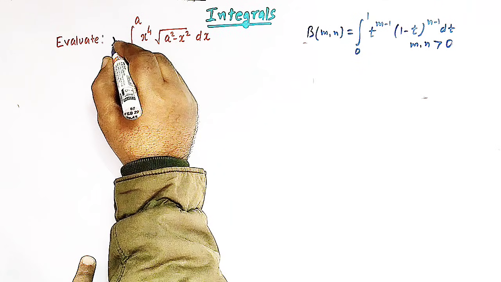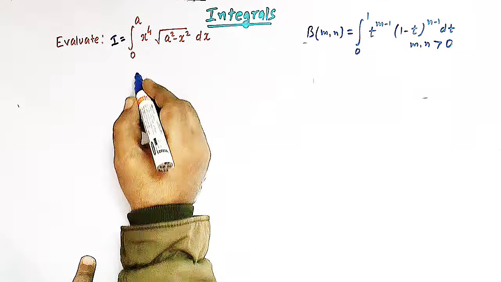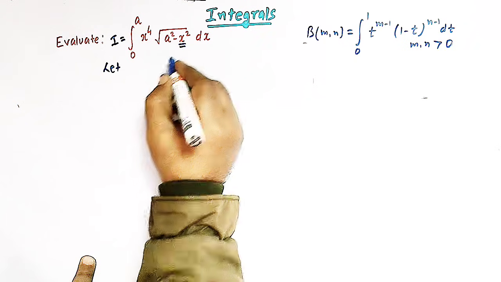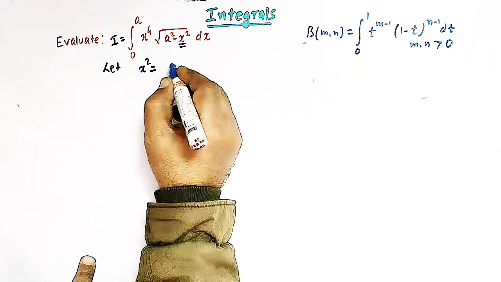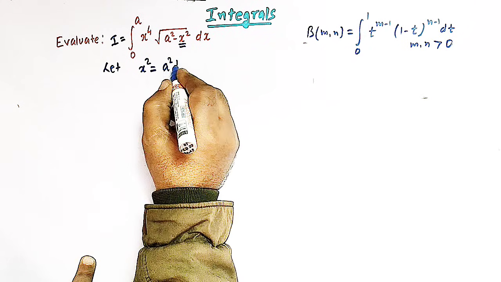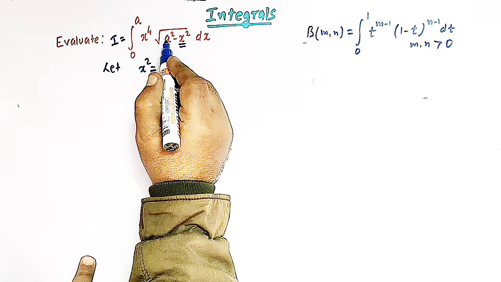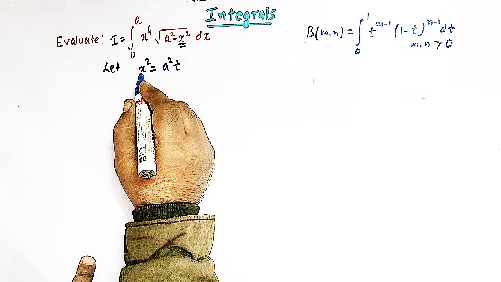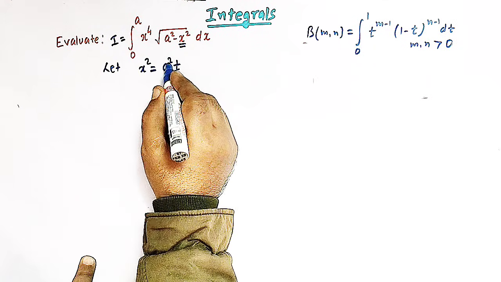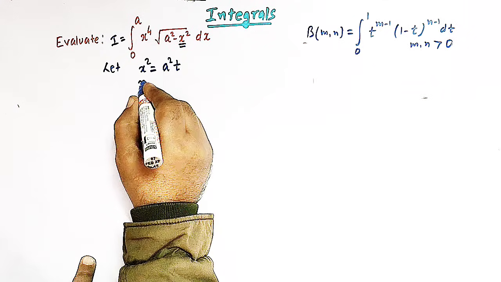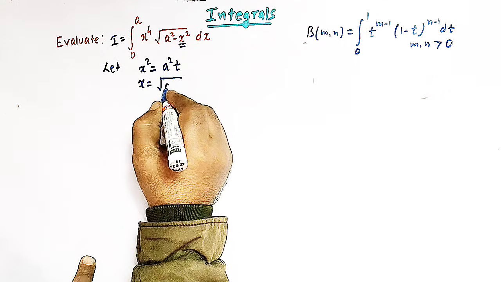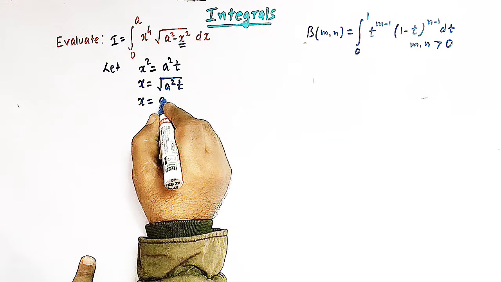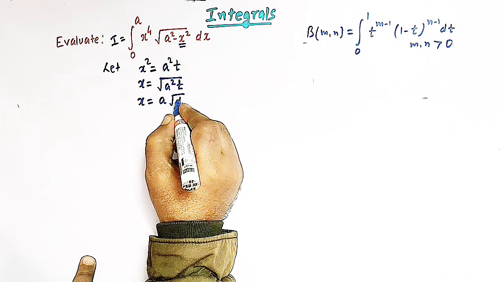Let us first take this integral as I, and let us substitute x square equal to a square t, so that we can take a square common. So x square is equal to a square times t, so that x is equal to the square root of a square t, and x can be written as a times square root of t.